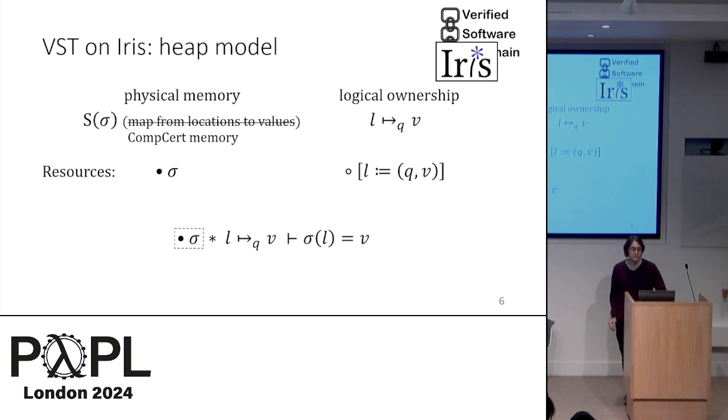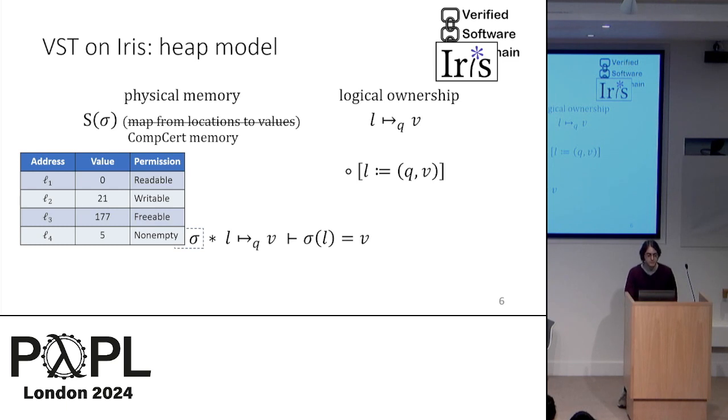Because a CompCert memory is not just a map from locations to values. There's a few ways in which it's different, but the biggest one is that CompCert memory also includes permissions. So if we look inside a memory state in CompCert, for each address we'll have some value, which is usually just a byte, but we'll also have some permission drawn from readable, writable, freeable, and non-empty. And the CompCert memory model actually enforces that these permissions restrict the operations you can do.